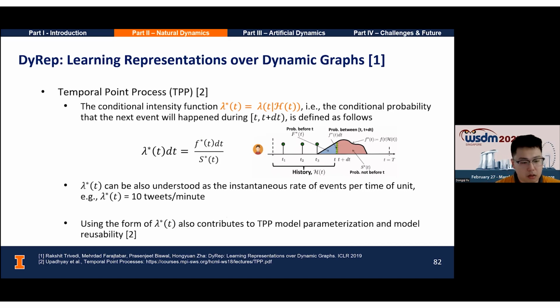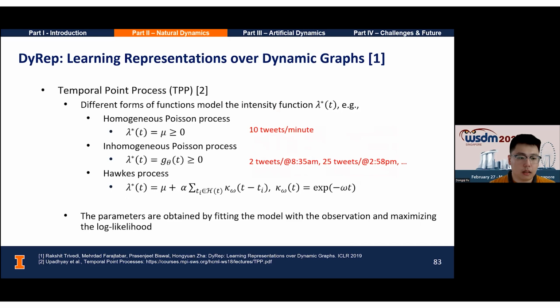So how could we understand lambda t? Lambda t can also be understood as the instantaneous rate of events per unit of time. For example, 10 tweets per minute. Using the form of lambda t instead of the complex modeling in the previous slide also has other merits, like model parameterization and model reusability. The next important question is how could we model or compute lambda t?